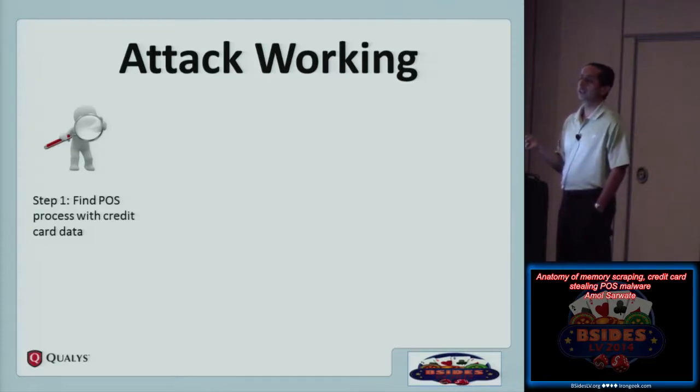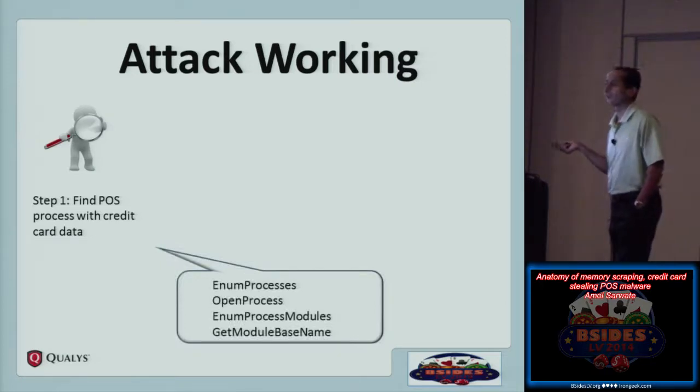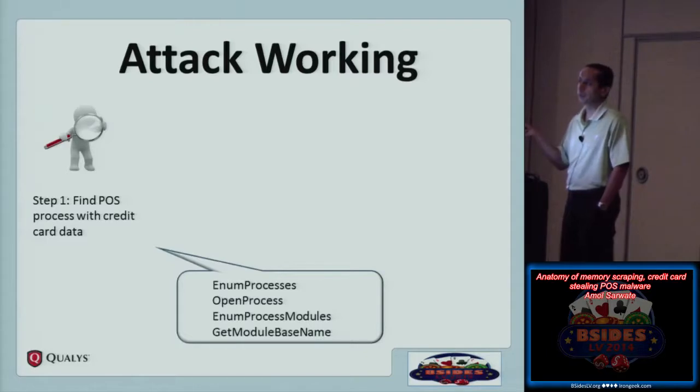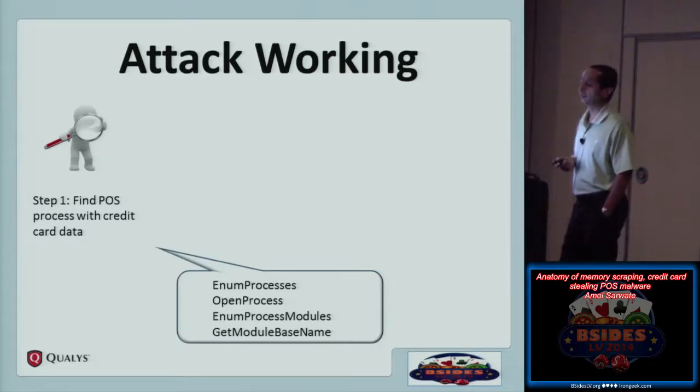This can be done in various ways, by looking at the title in the windows, or by looking at the way the process is registered. There are a lot of ways you can do this, and the way I did it in the demo later is using some of these Windows system APIs. So if you are a developer, you can just write down the sequence of these APIs, and at the end of this talk, you would be able to write a RAM scraper malware. So the first step is it finds the POS process.